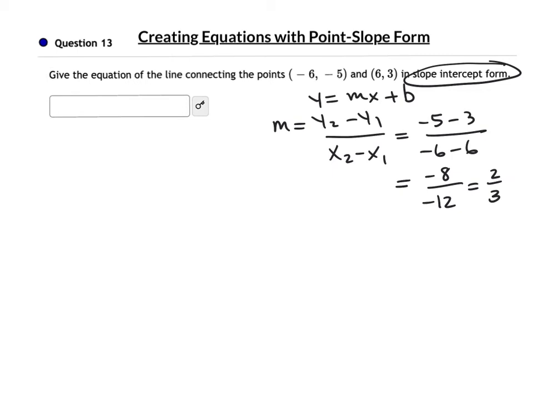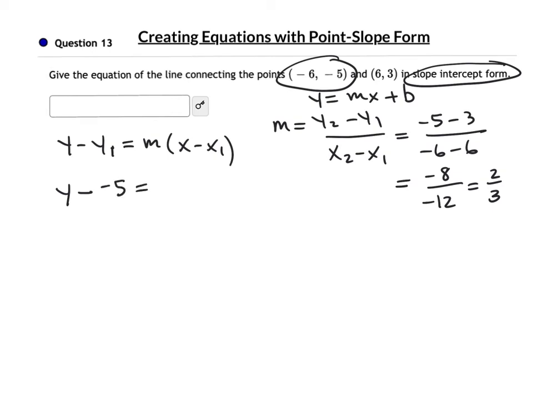Now we can plug it in point slope. y minus y1 equals m times x minus x1. And we're going to use the first point, I suppose. y minus, I'm using this point, negative 5 equals m, which is 2/3, times x minus negative 6. Notice those double negatives. Make them positives.